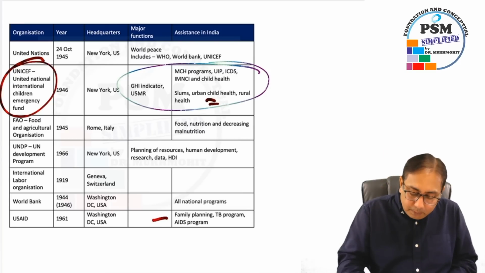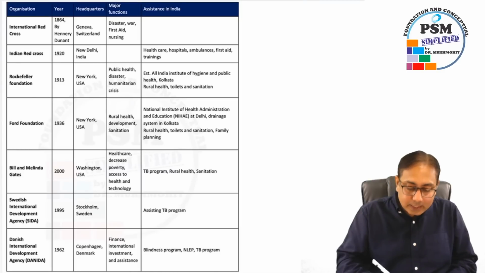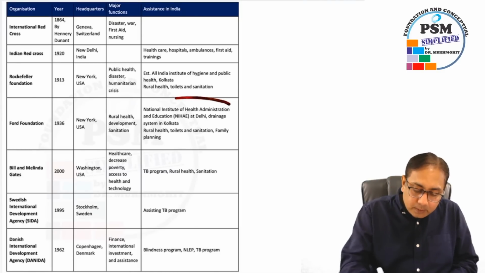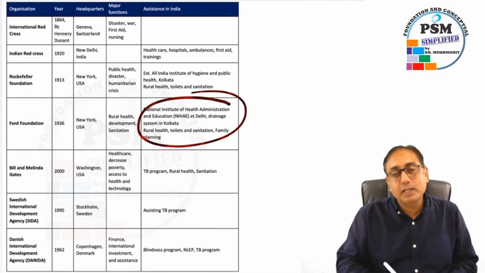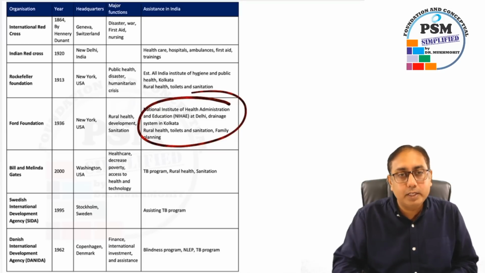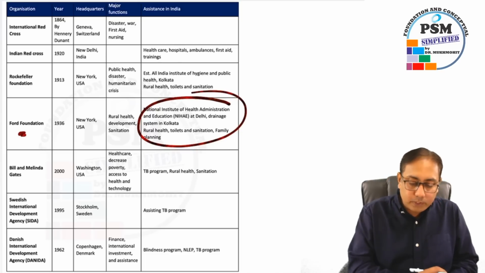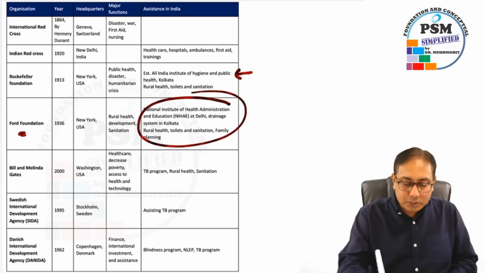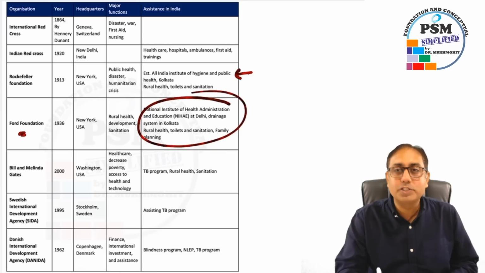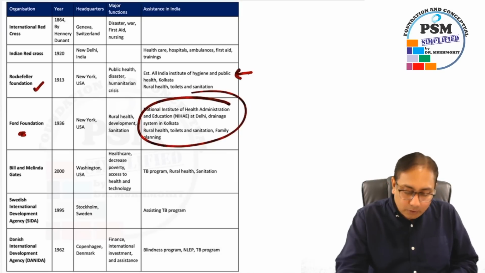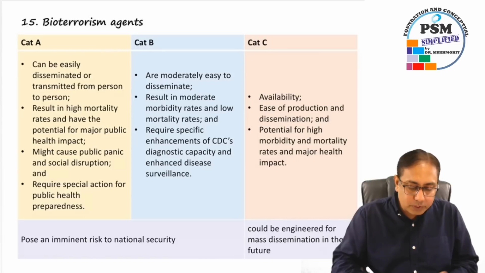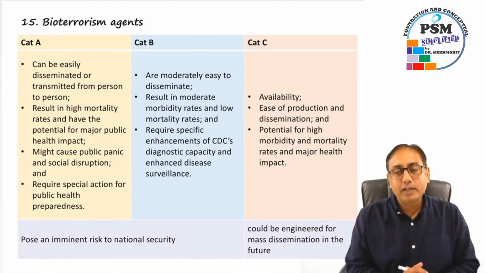So please note that the family planning program is funded by USAID. Very commonly, they have asked about the NIHAE, that is the National Institute of Health Administration and Education, which is located in Delhi, and is funded by the Ford Foundation. Next, a lot of times they have asked about the AIIH and PH, that is the All India Institute of Hygiene and Public Health, which is in Kolkata. It is funded by the Rockefeller Foundation. The Indian Red Cross is for all the disasters, and a lot of times they ask you questions from this. This is also another important topic.